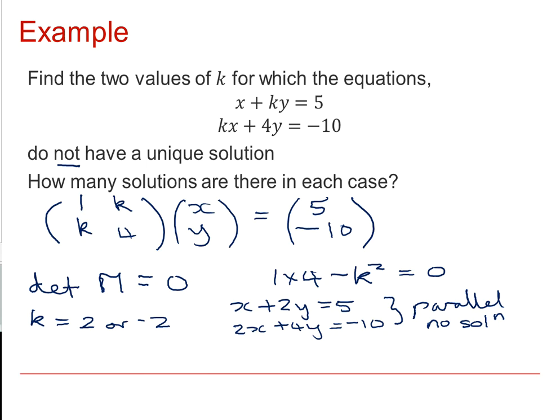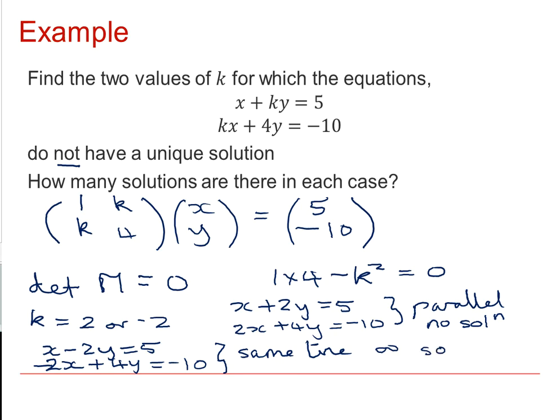When k is minus 2, we would have x minus 2y equals 5, and minus 2x plus 4y equals minus 10. These are multiples of each other, so it is the same line. Therefore, the lines are coincident and there are infinite solutions.